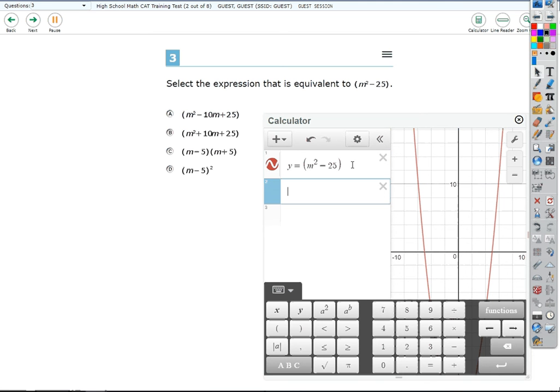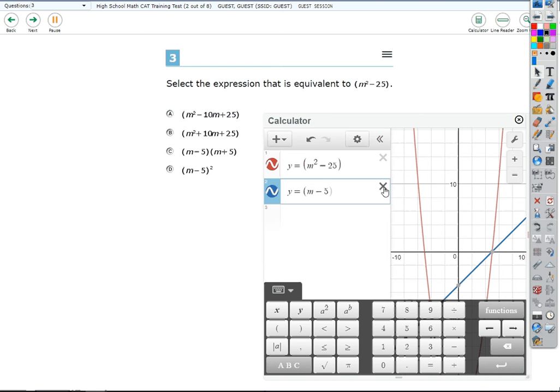Well, if I graph the other ones and they're the same, what should be true of the graphs? Same graph. Yeah, so if I type in y equals, or I could call it f of m and g of m, whatever, it doesn't matter. If I do y equals m squared minus 10m plus 25, they're not the same graph. So I can cross off the first one. Then I can go down and change that negative 10 to a positive 10 for the second one, still not the same. So then let's go to the third one.